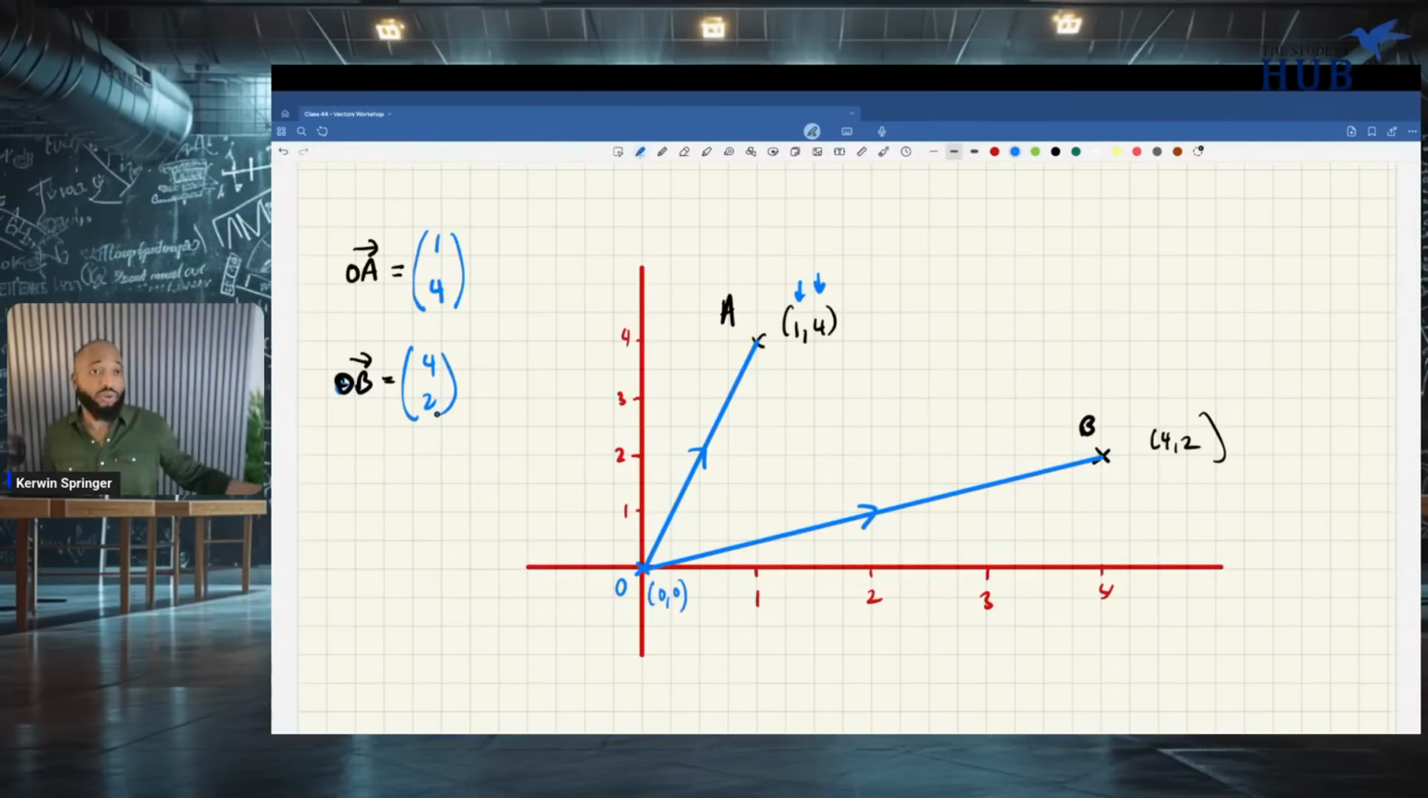Everybody understand that? We're learning. Now, those are called position vectors. Vectors that start at O, the origin, are called what? Position vectors. Learn this like if the exam is next week. Learn this like if the exam is tomorrow, right?